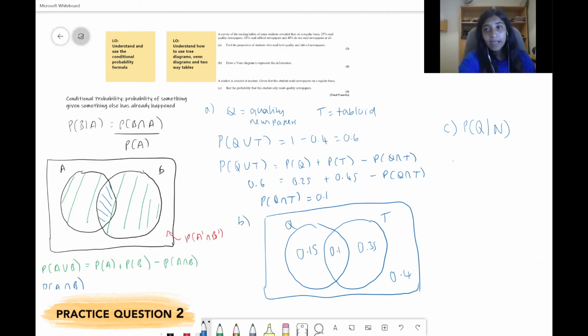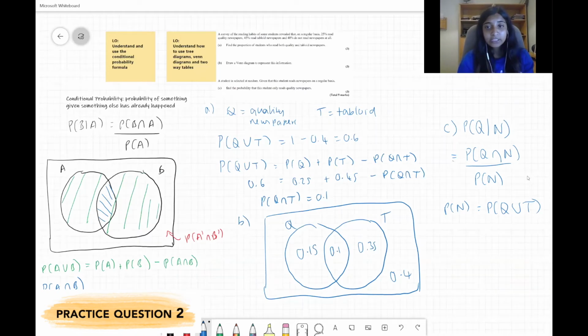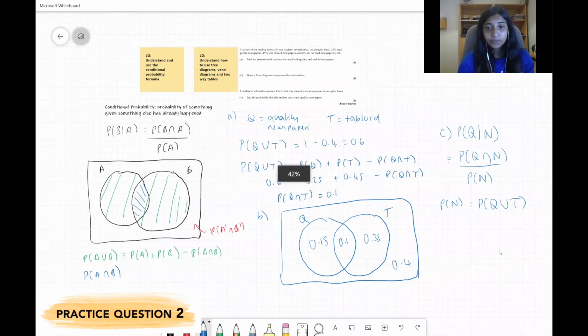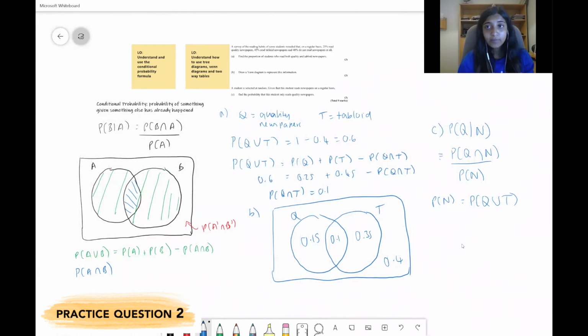So that is just the probability that they read, using this formula here, the probability that they read quality newspapers and the probability that they read newspapers, all over the probability that they read newspapers. So the probability that they read newspapers is just equal to the probability that they read the union of quality and tabloid. So that's just any newspapers that they're reading. So the intersection of Q and N, so that's just reading both quality newspapers and newspapers.